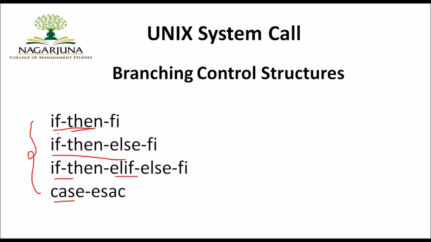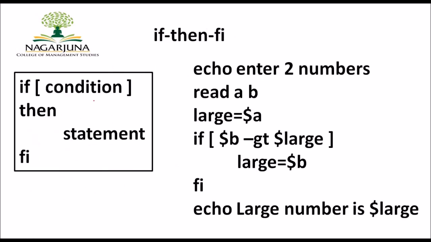Let me begin with the first branching control statement, that is if then fi. This is the general syntax of if then fi. We provide an expression as the condition. If the condition is true, then the given statement will be executed, and fi indicates the end of your if statement. So this is what the syntax of your if statement looks like. Let me repeat this. We check for the given condition. If the condition is true, then the statement is executed.